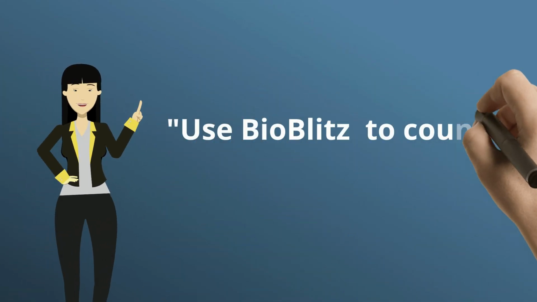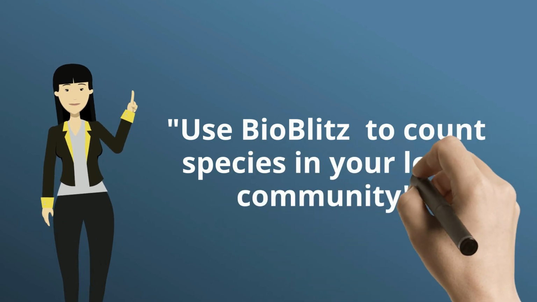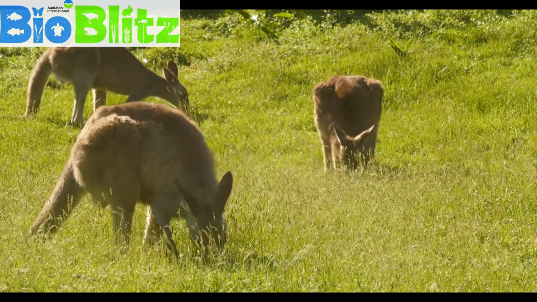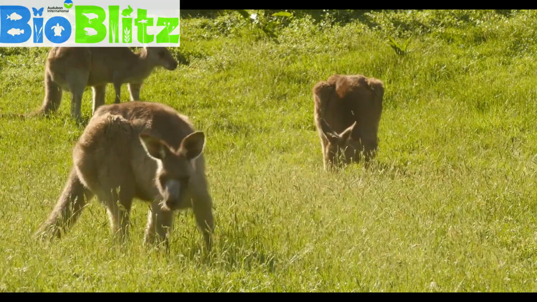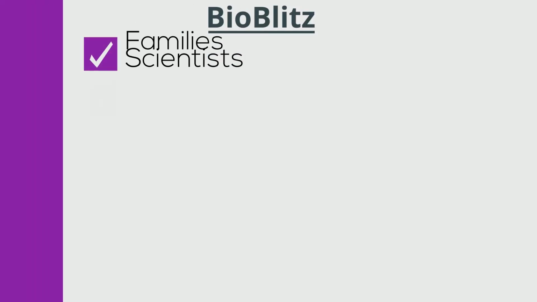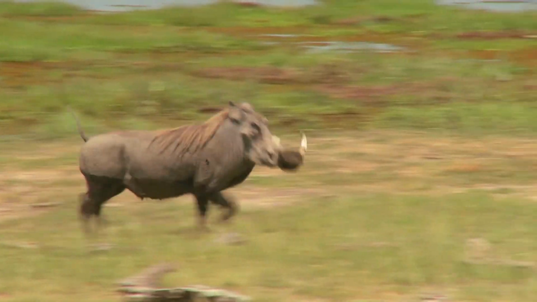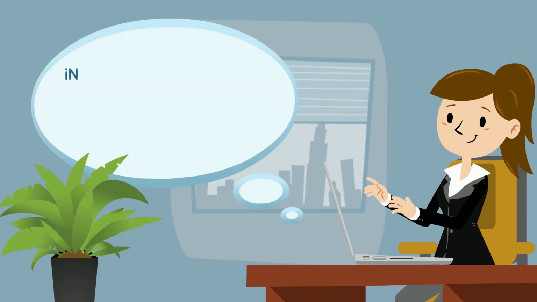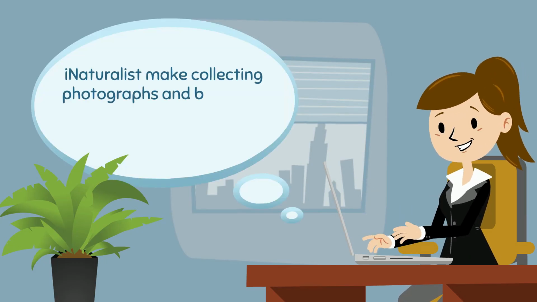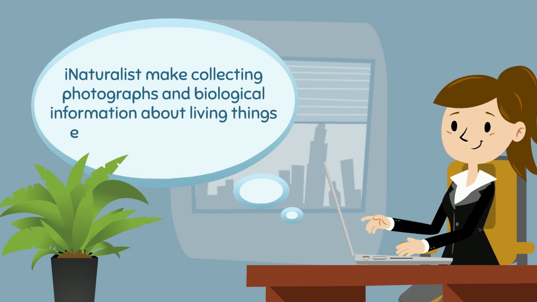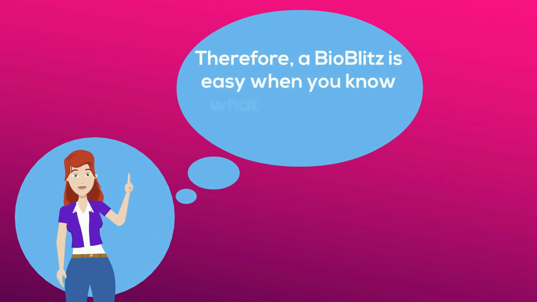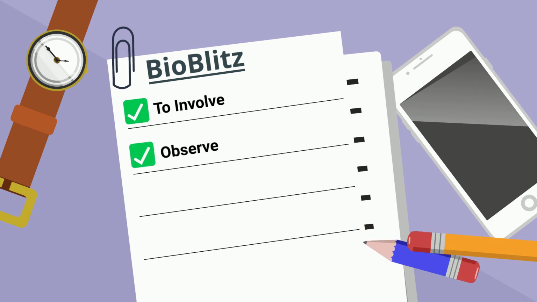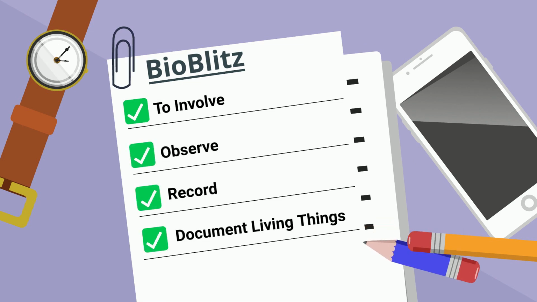Use BioBlitz to count species in your local community. A BioBlitz is an event that focuses on finding and identifying as many species as possible in a specific area over a short period of time. At a BioBlitz, scientists, families, students, teachers and other community members work together to get a snapshot of the area's biodiversity. Smartphone technologies and apps such as iNaturalist make collecting photographs and biological information about living things as easy as a part of BioBlitz. Therefore, BioBlitz is easy when you know what you need and where to start. So use BioBlitz to involve, observe, record and document living things in a short period of time.